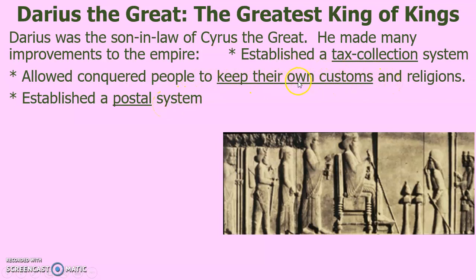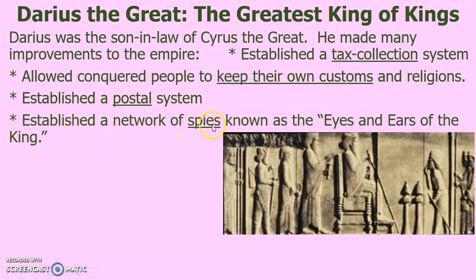Most times when people take over other civilizations, they try and force them to conform to the conquerors' religions and customs. But the fact that Darius took over people and still let them be who they're supposed to be, it's pretty dang cool. He established a postal system so things could get from one place to another place.